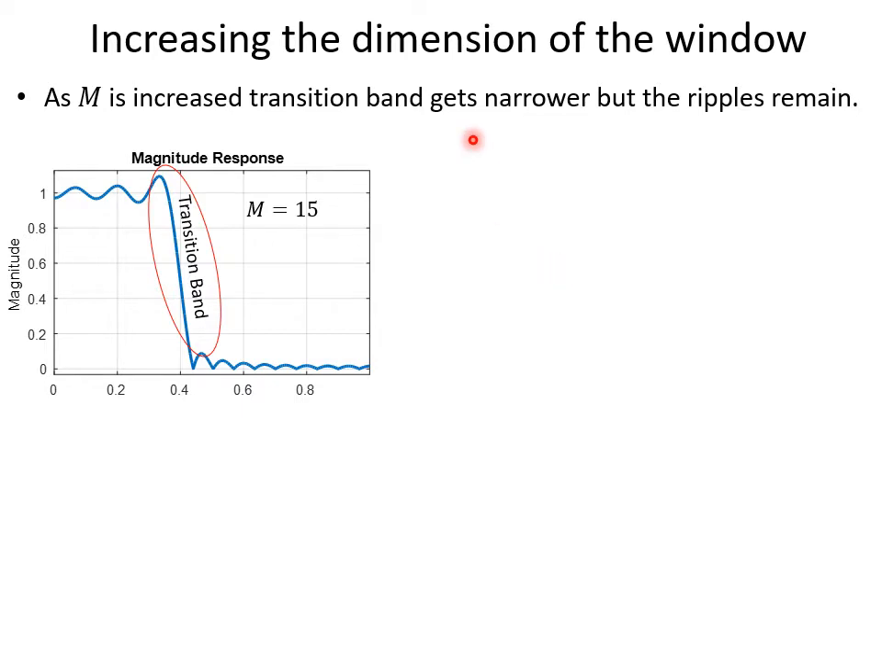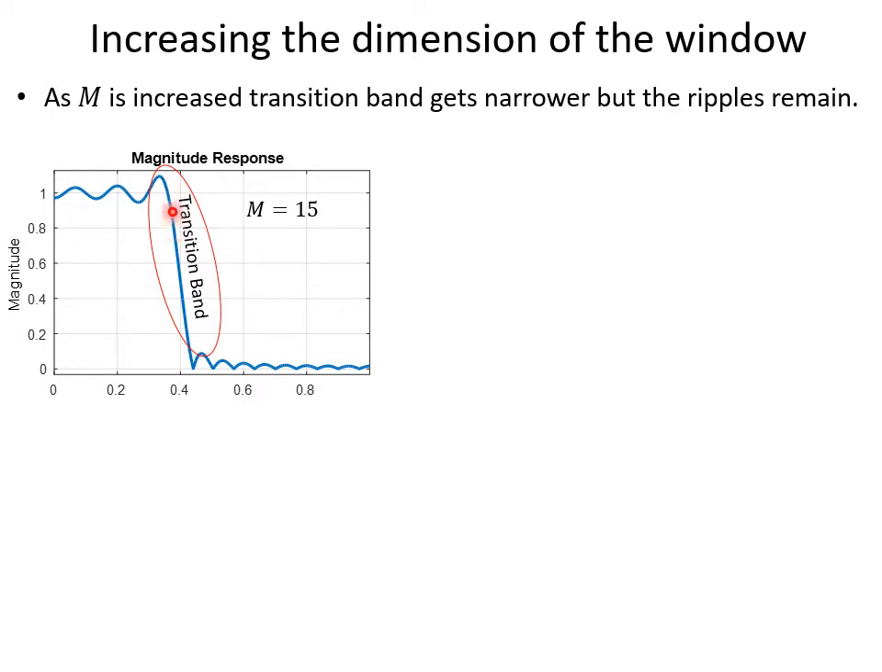Now as m is increased, which is the dimension of the window or the length of the filter, right. So as m is increased, the transition band gets narrower, but the ripples remain. I am talking about when we are using the rectangular window for truncation.